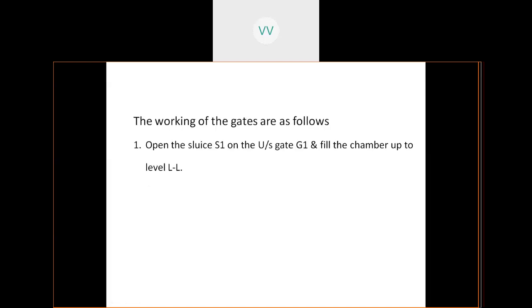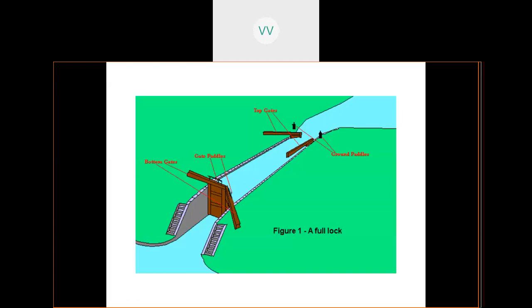Look here. This is the pair of lock gates. This is a full lock. That means water is coming from the upstream side, and you have the locks here, and these are the ground paddles. The lock gate on the top side, or the upstream side, has been opened, and water is let in. Along with the water, the ship or the boat also comes into this chamber, and now you have to release this water.